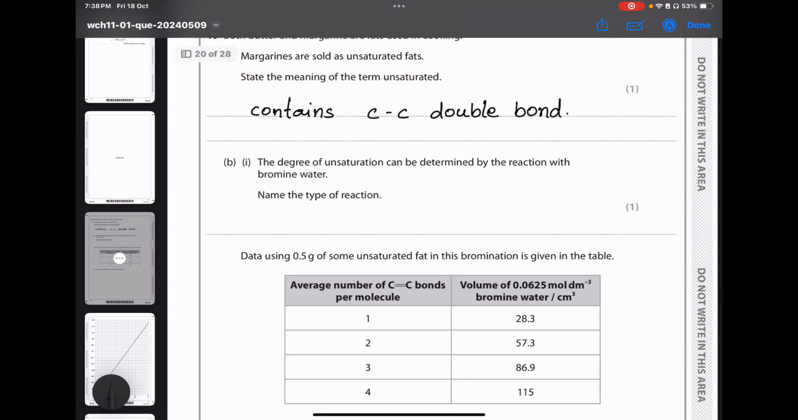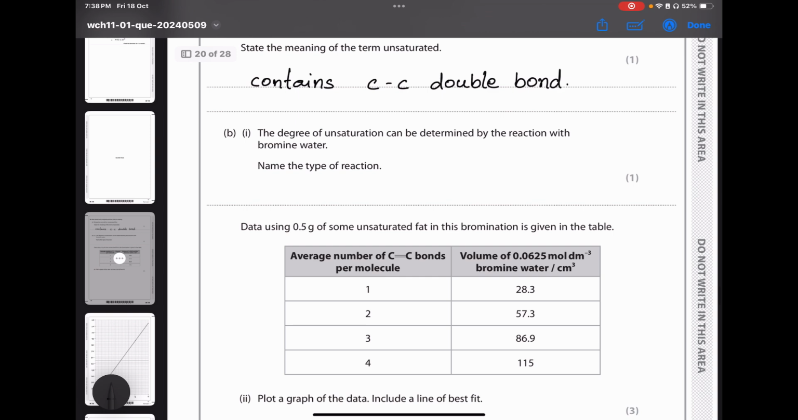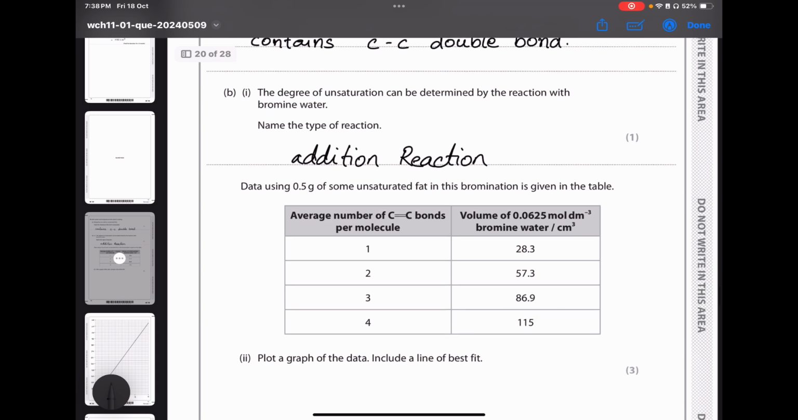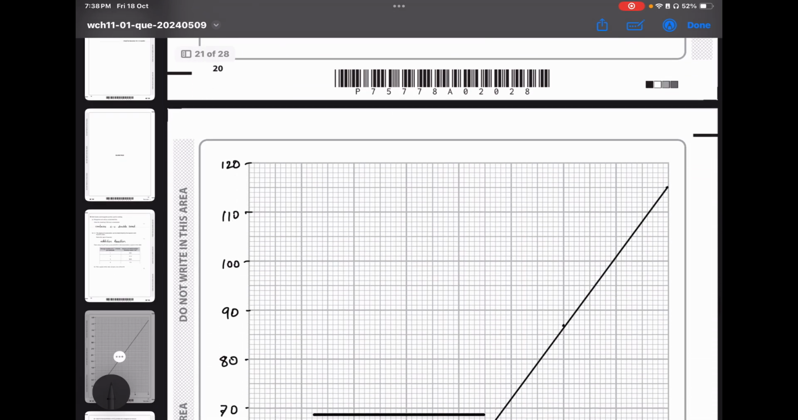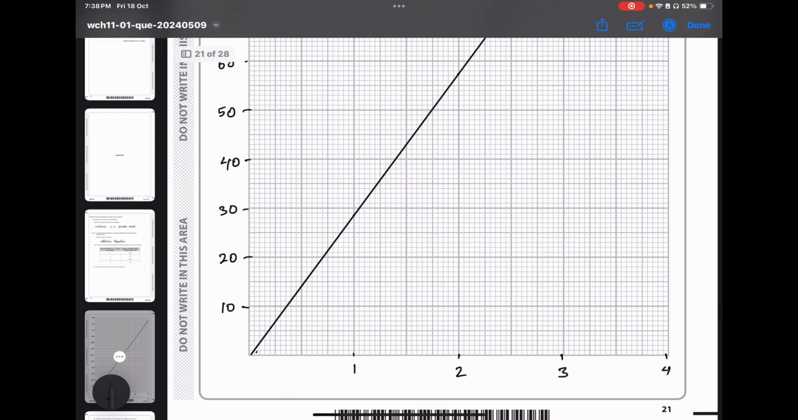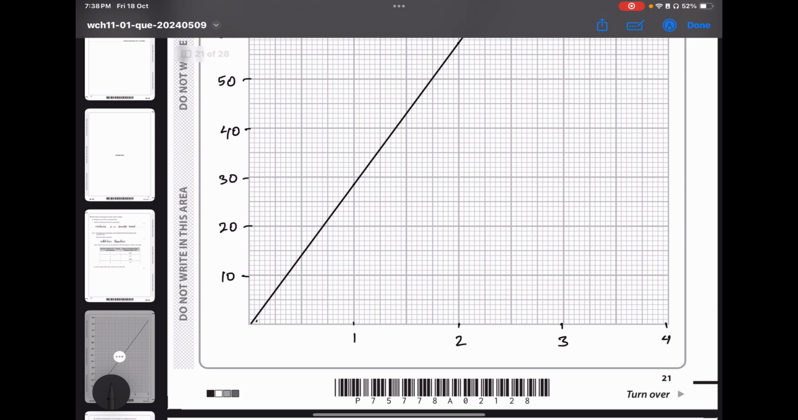A degree of unsaturation can be determined by the reaction with boiling water, name the type of reaction. Whenever alkenes react with any other substances, they undergo addition reaction. This is going to be an addition reaction. Okay. The data plot a graph. For the simplicity, I have already drawn this graph over here. As you can see, the first part is going to be 1, 2, 3, 4.